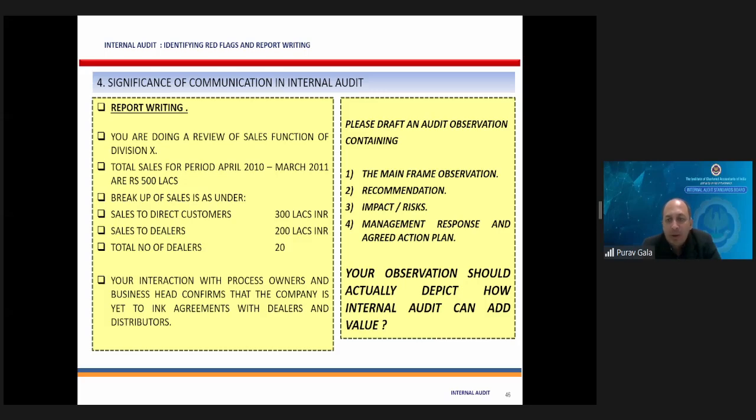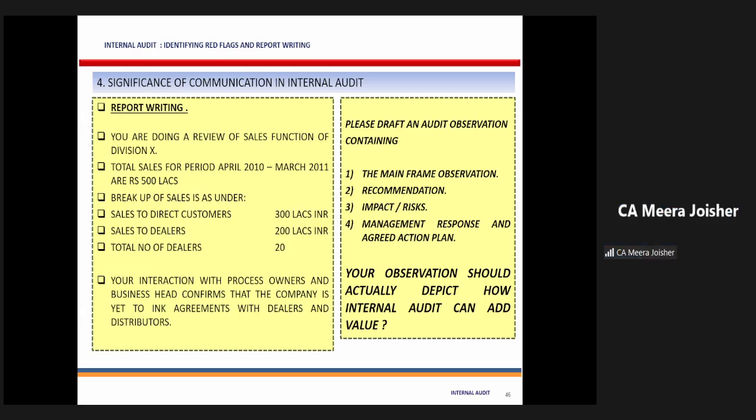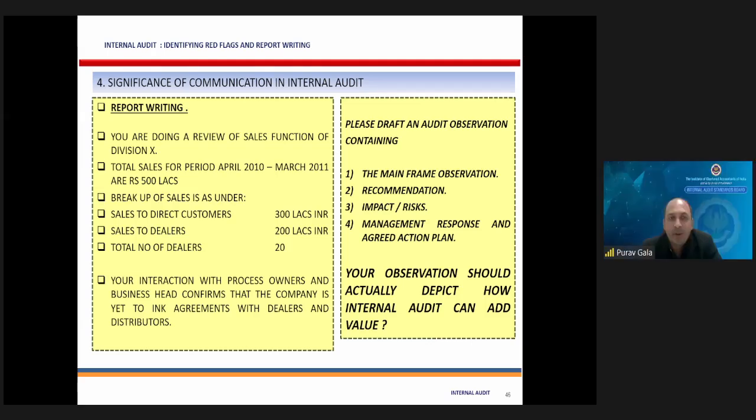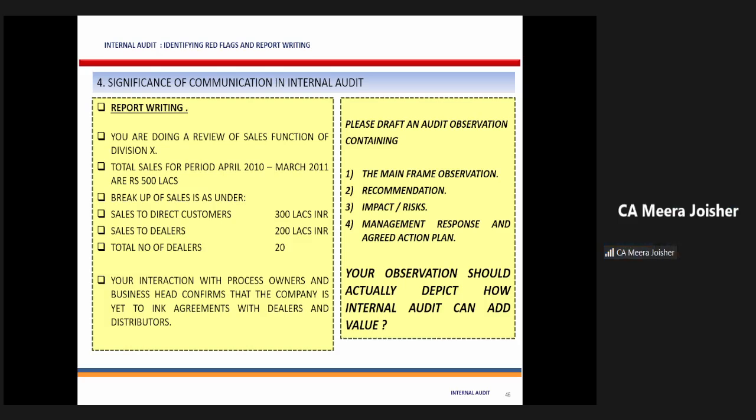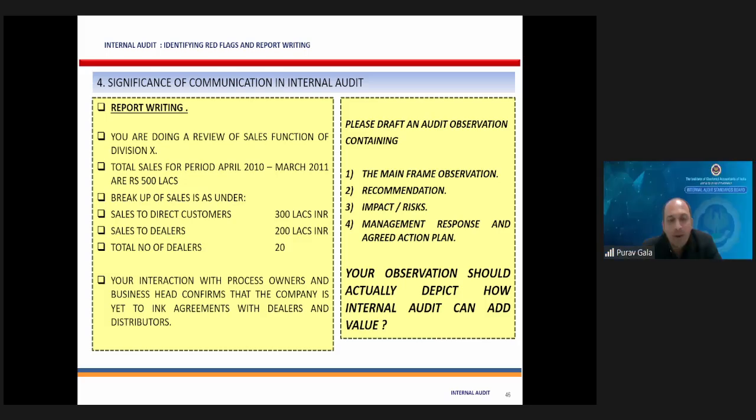Any responses or do we still have time? I've just received one response. We should never use any subjective language. We should always be objective. Most of the auditors lose out on this. The moment your report is subjective, you will lose the interest of the reader.